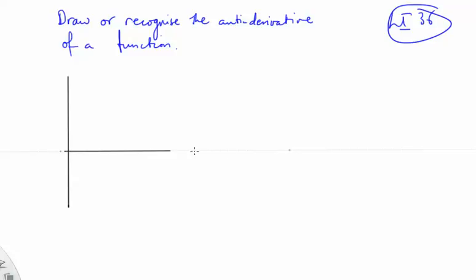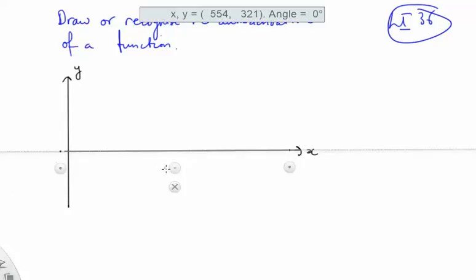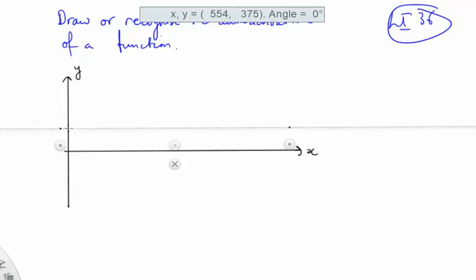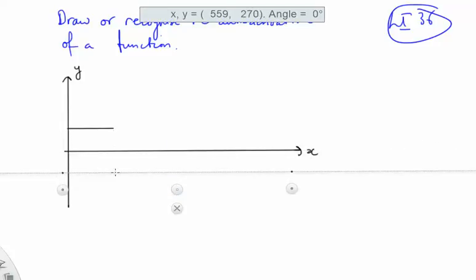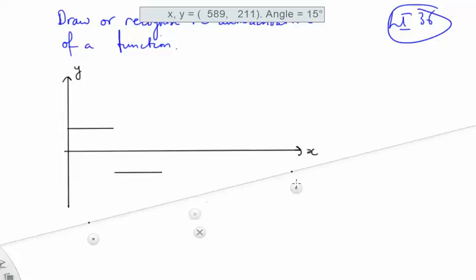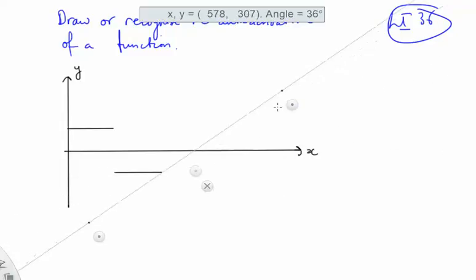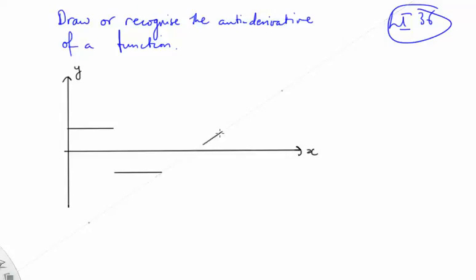So I'm going to set up a problem here. What we're going to do is sketch some curve, and then we're going to sketch the antiderivative of that curve. So the curve might look something like this. We might have a line like that. We might have a line like that. We might have a line like that.